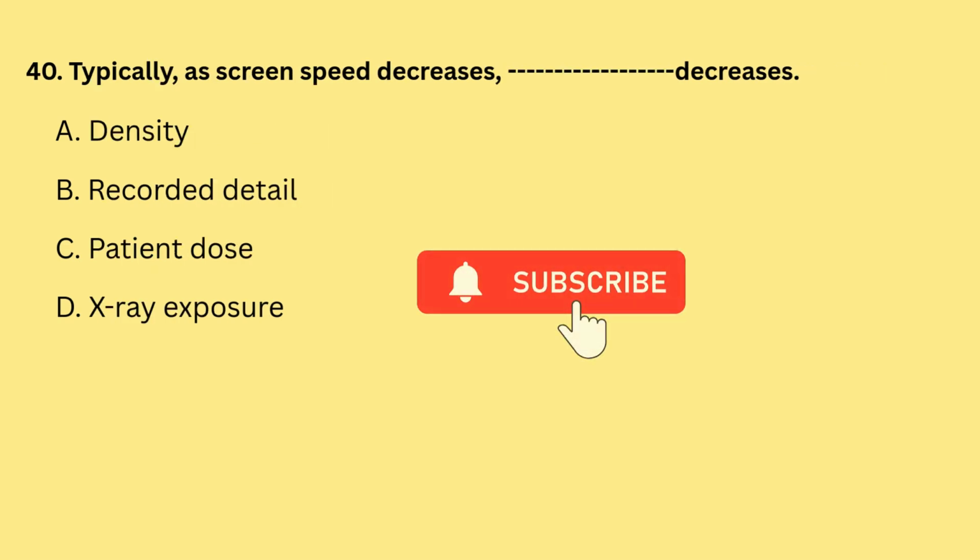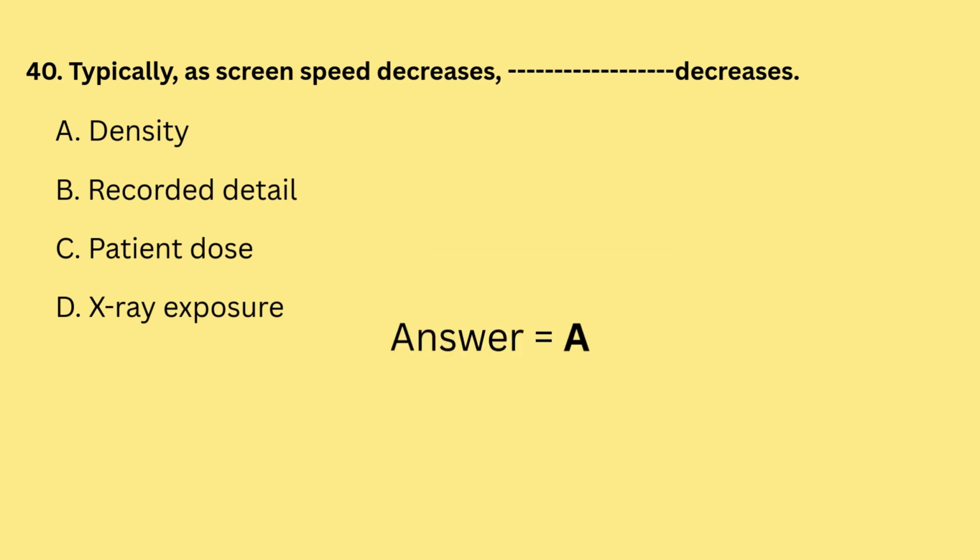Number 40. Typically, as screen speed decreases, dash decreases. A. Density, B. Recorded detail, C. Patient dose, D. X-ray exposure. Answer is A. Density decreases.